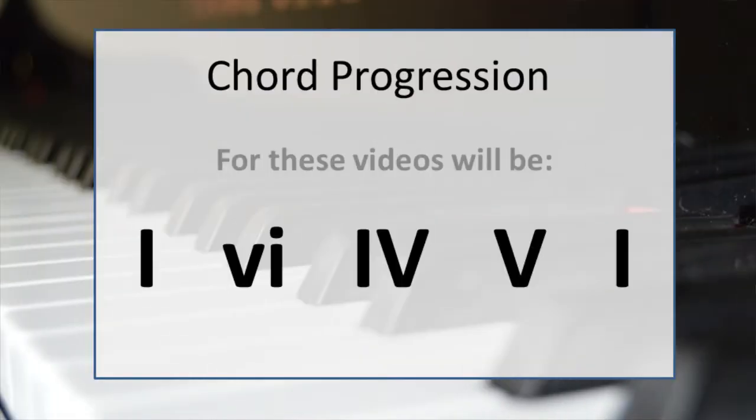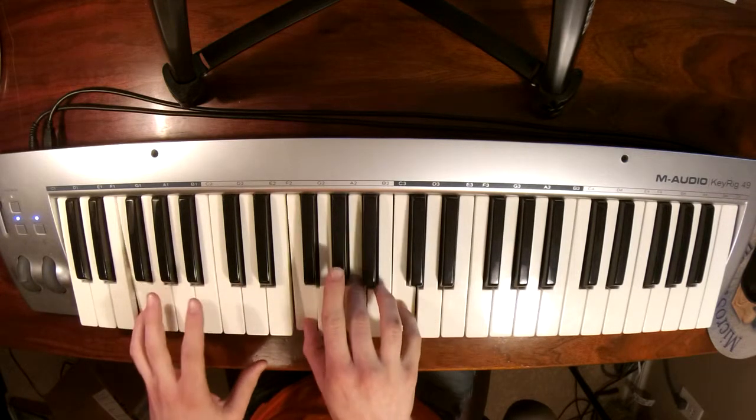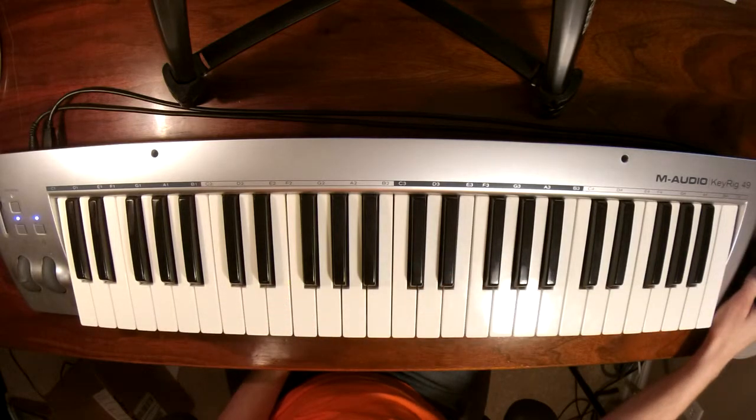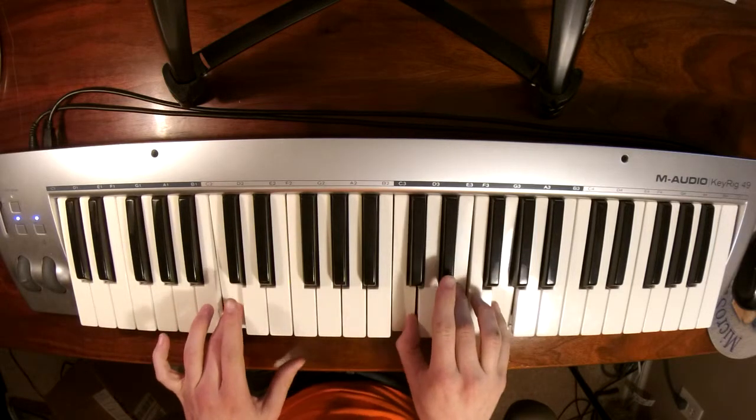The chord progression that I'll be using in these videos is 1, 6, 4, 5, and 1. In the key of C, that'll be C chord, A minor chord, and then the 4 is F, and the 5 is G. I'm going to play that for you really quick, just so you can see and hear it. So C, A minor, F, G, and back to C. Again, that's 1, 6, 4, 5, 1.